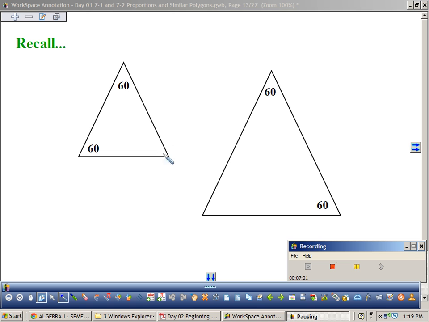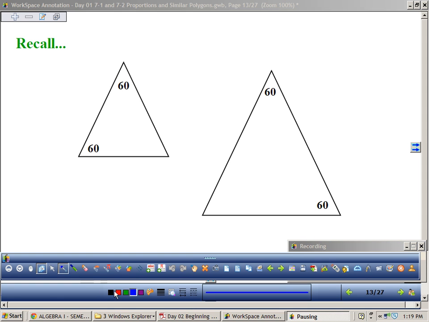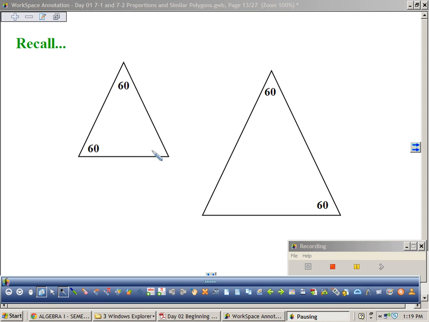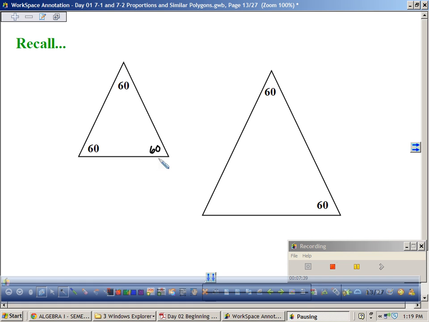All right, let's talk about these two triangles. Somebody tell me what this missing angle is. How do you know that? Because inside of a triangle is 180 degrees. Therefore, this missing angle must be 60 degrees. So this is called an equiangular triangle, and therefore it is equilateral.